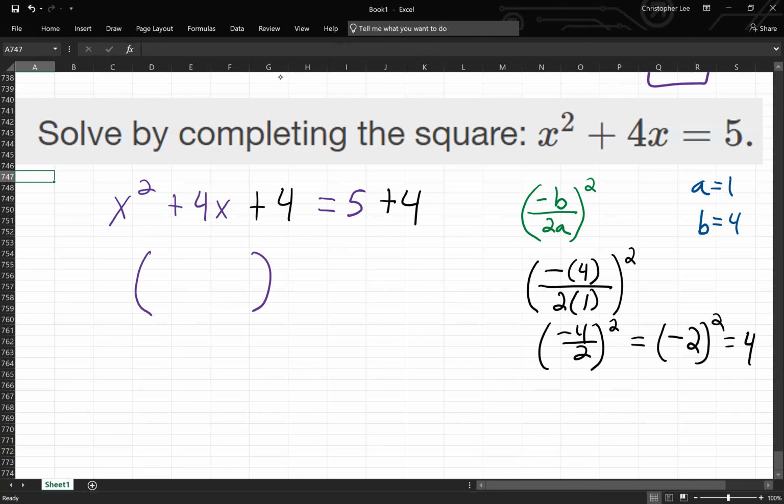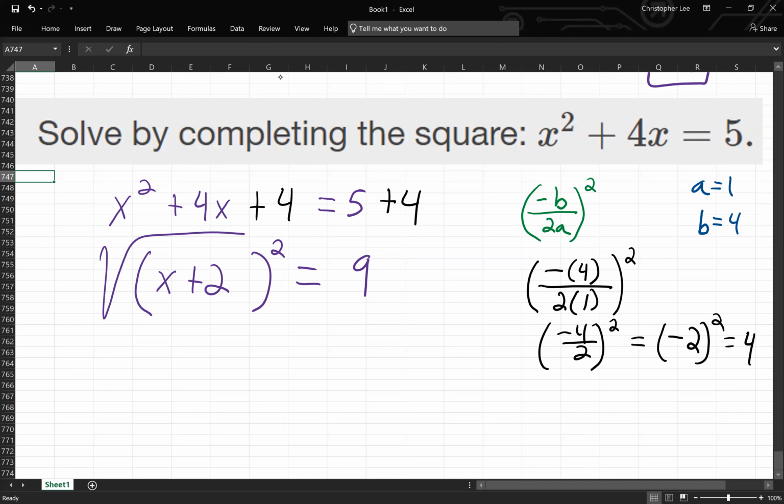So now next step, I'm going to factor this. Help me out. I need two numbers that when I multiply them will give me a 4, but when I add them together, it will give me a 4. What are they? 2. So this is just x plus 2, squared. And then 5 plus 4, what's that? 9. Boom.